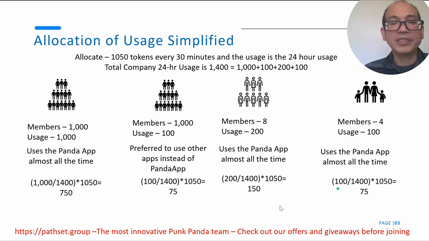So as you notice, the bulk of the tokens are going to this group, right? Because they're bigger and they have more usage. So the bulk of the tokens goes to them. Now, if you look at this too, this is interesting that I want you to see.